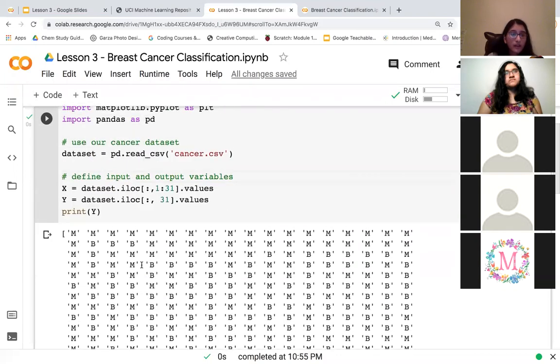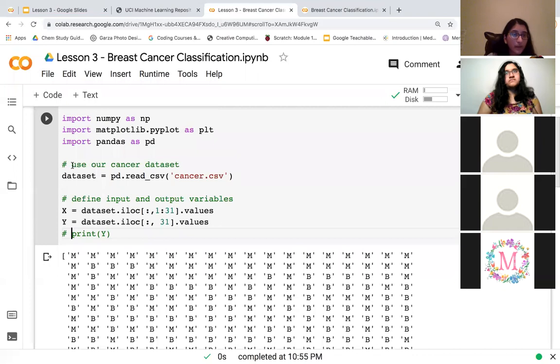Okay, and what I'll do is remove this print Y statement. The way you could do that is just put a hashtag or pound symbol there. By the way, these are comments, so those are labeling our code here.